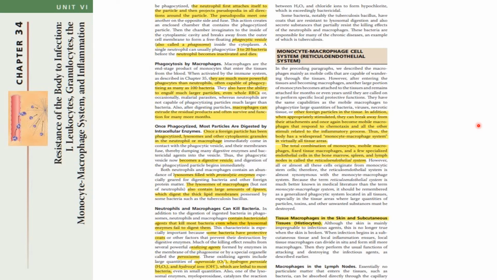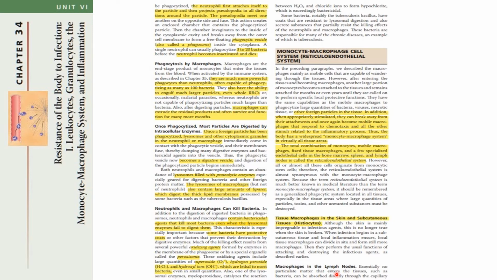Now, phagocytosis by macrophages. They are much more powerful phagocytes than the neutrophils. They are often capable of phagocytizing as many as 100 bacteria. Also, they have the ability to engulf larger particles, even whole red blood cells. Macrophages can extrude the residual products and often survive and function for many months.